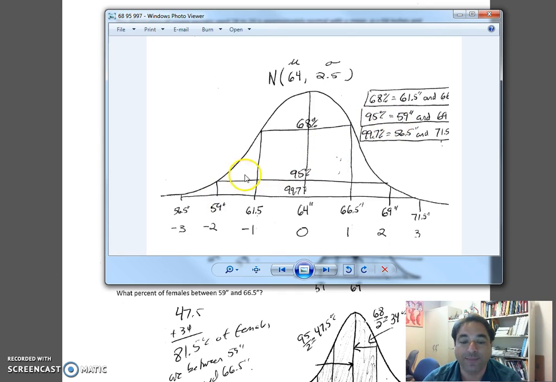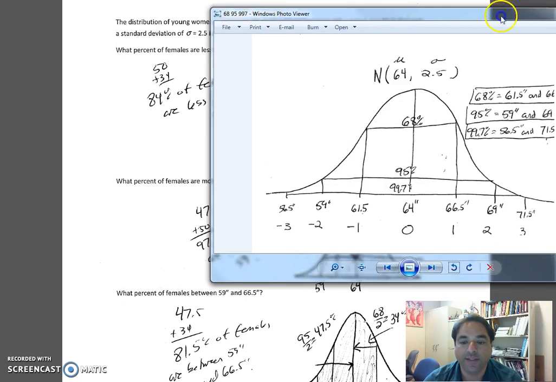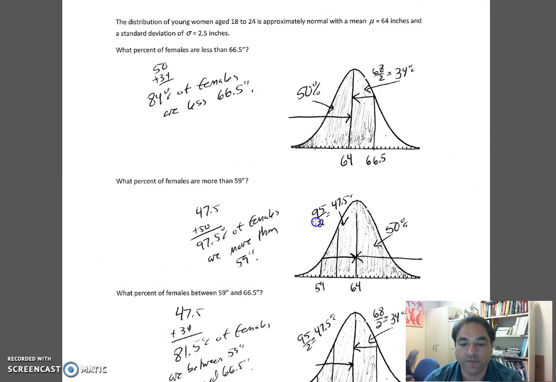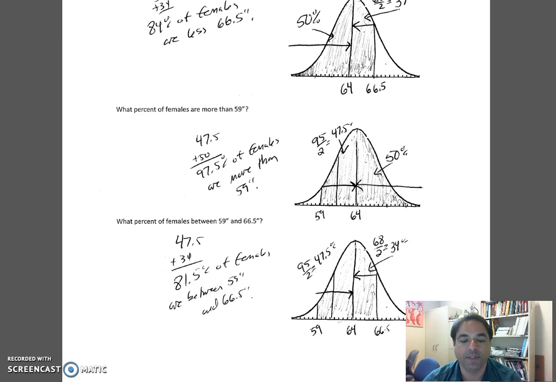On the left side, 59 falls in the 95%. But remember, 95% is from here all the way to the other side. I'm only looking for this piece here. So what we're going to do, instead of all of 95, I'm only going halfway. So half of 95 is 47.5. 47.5 plus 50 is 97.5.